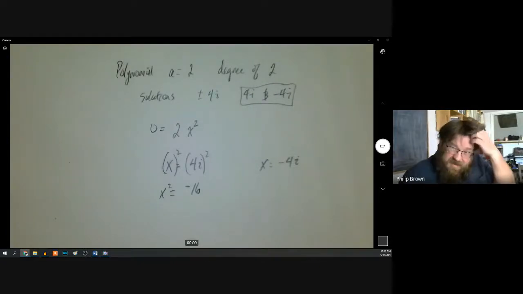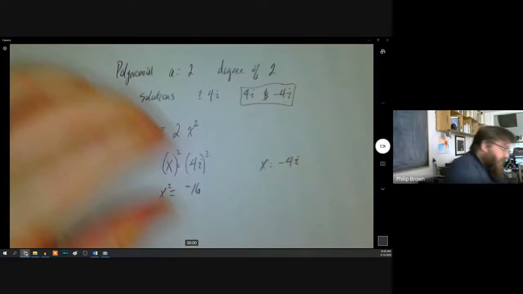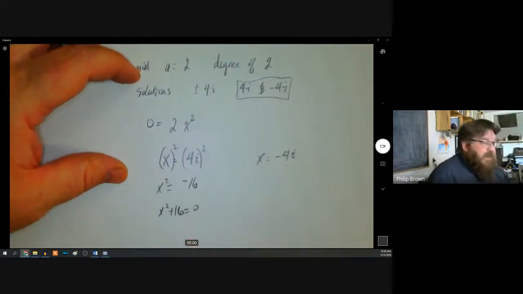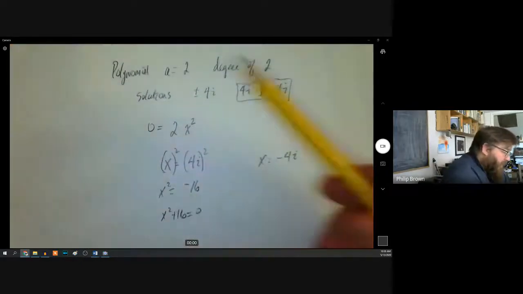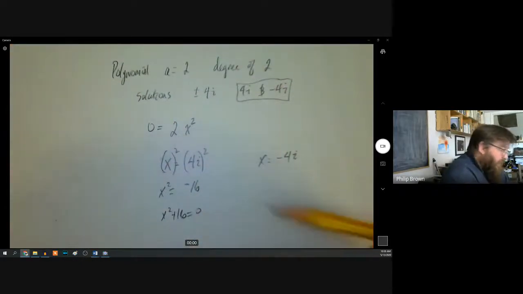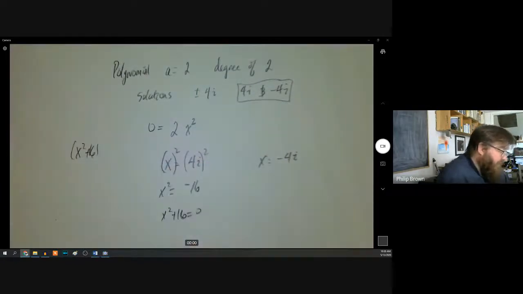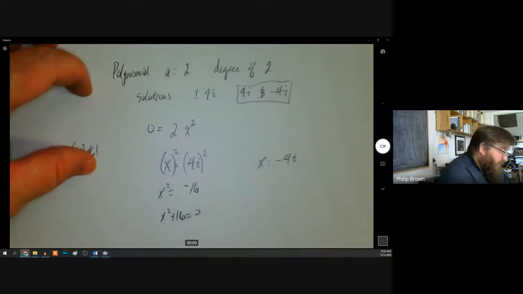Because i squared is negative 1, 4 squared is 16. So this would be x squared plus 16 equals 0. You know how when you're finding x-intercepts, you take your polynomial function, you factor it, and then you take each factor and set it equal to 0? Well, this would be one of the factors: x squared plus 16.